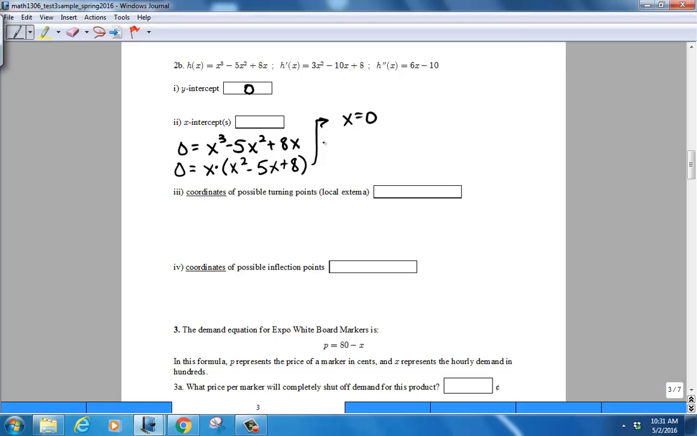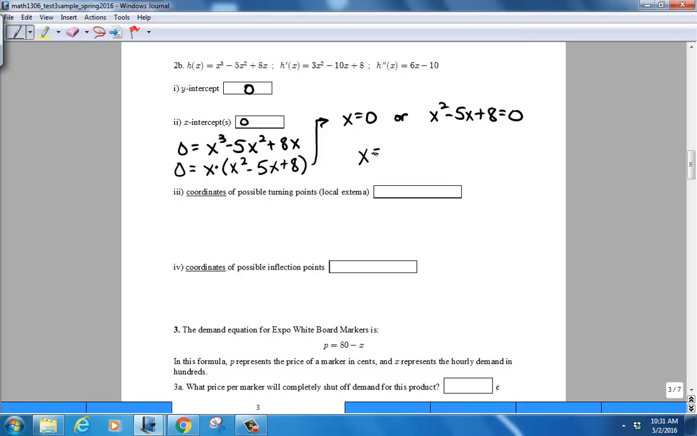So you can set x equals 0, and that gives you one solution to the equation. So one of your x-intercepts is 0, or it could be that x squared minus 5x plus 8 equals 0. And now you're trying to solve this equation to see if you have any more x-intercepts. Normally you would try to solve that equation by factoring, but that expression does not factor, so you're stuck with using the quadratic formula.